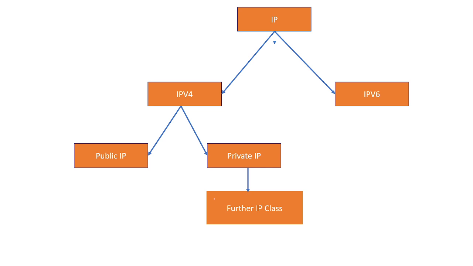So we have two versions of IP addresses, not classes, versions. This is a version, and this is also a version. So version 4 and version 6. IP gets classified into two versions based on the usage.